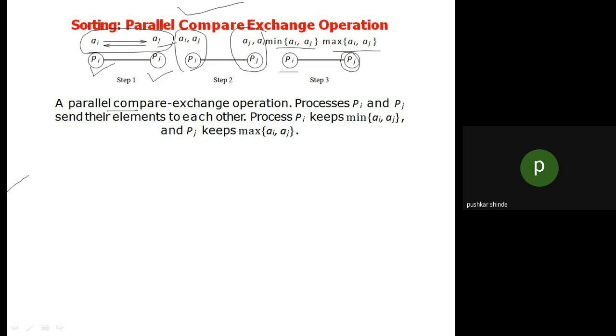In a parallel compare exchange operation, processors pi and pj send their elements to each other. Process pi gives minimum of ai aj and pj gives maximum of ai aj. This is how compare exchange operation happens on parallel processors. Consecutive processors will exchange the numbers with each other. Minimum will be kept by the less indexed processor and the maximum by the greater indexed processor, like p1 p2. So p1 is less indexed, p2 is greater indexed. That way compare and exchange will happen on a parallel processor.